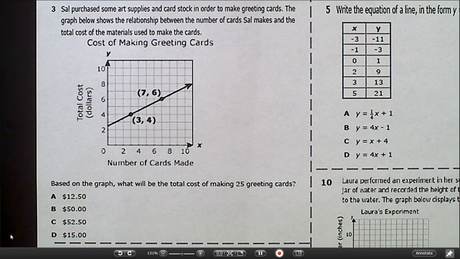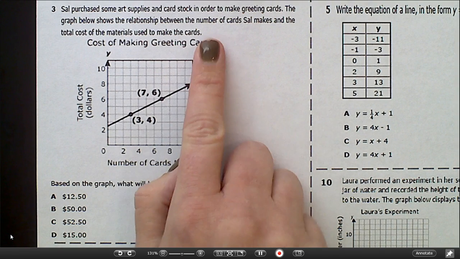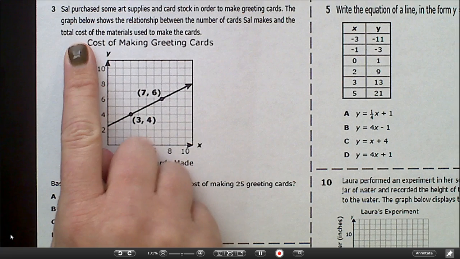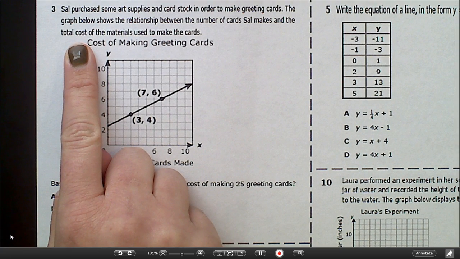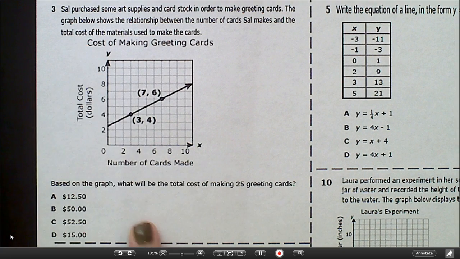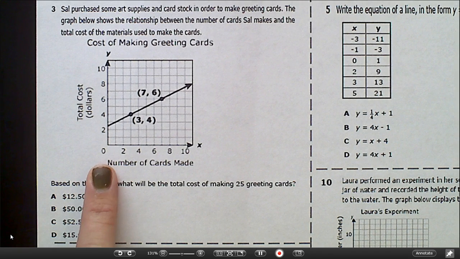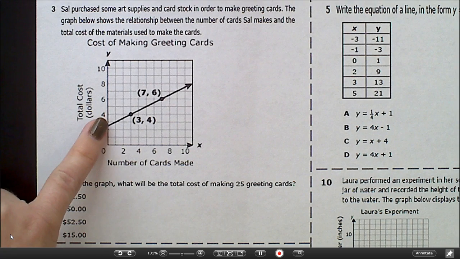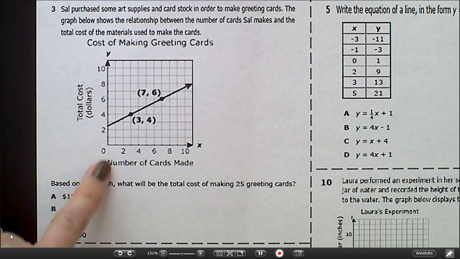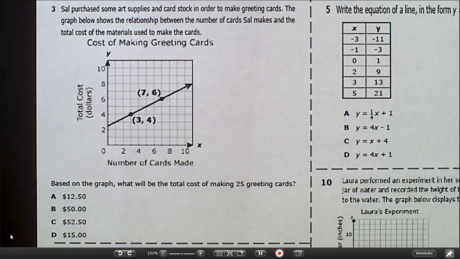Alright, let's look at number 3 together. Sal purchased some art supplies and cardstock in order to make greeting cards. The graph below shows the relationship between the number of cards Sal makes and the total cost of the materials used to make the cards. So I see that if he makes 0 cards, he's already spent, let's see, that's 2, so in between would be 3 and 4. So he's already spent about $2.50, even before he's made any cards.